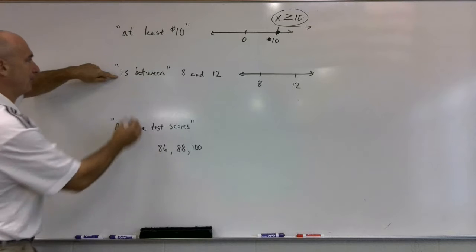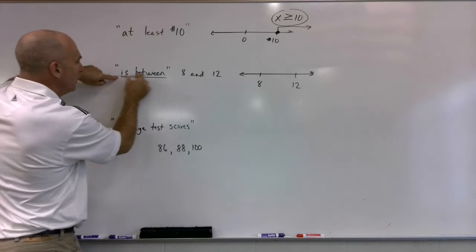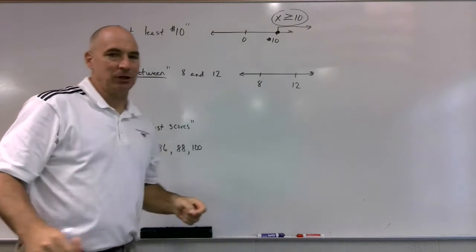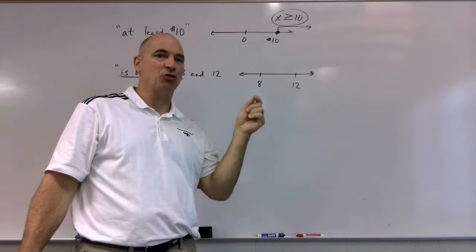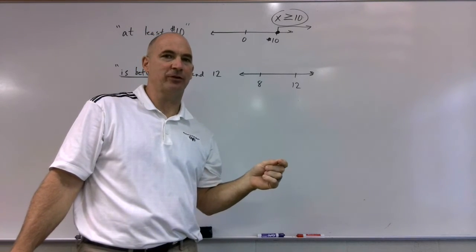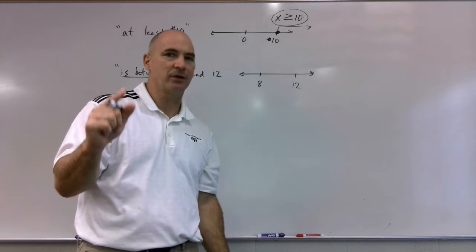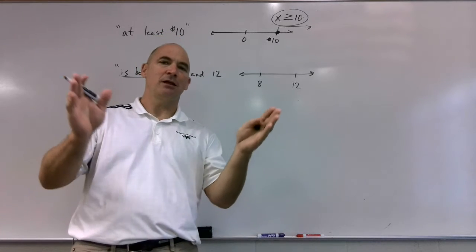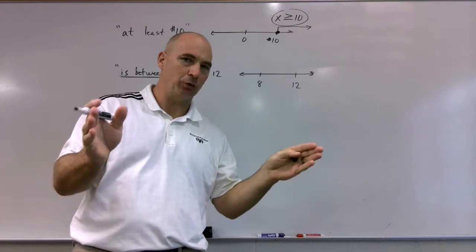How about this one? I have a number that is between 8 and 12. Well, you got to look at that in the strictest sense. If I have between $8 and $12, does that mean I could have 8? Not in the math sense. Does that mean I could have 12? No, I have strictly a certain amount of money that is between 8 and 12, not including 8 and 12.